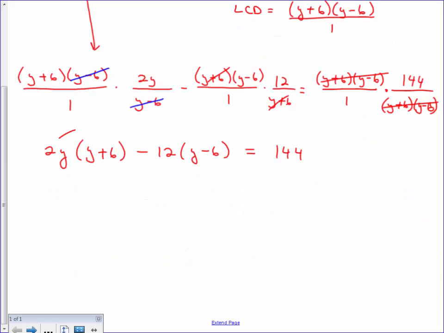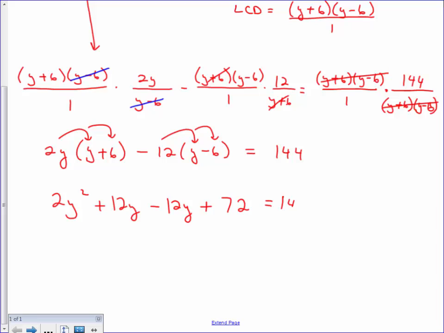Alright, from here, go ahead and distribute anything that needs to be distributed. So here we would have 2y squared plus 12y. Notice here that we're distributing not only the 12 but also the negative, so we'd have negative 12y plus 72, and then equals 144. Notice that these two terms would cancel, so we'd have 2y squared plus 72 equals 144.